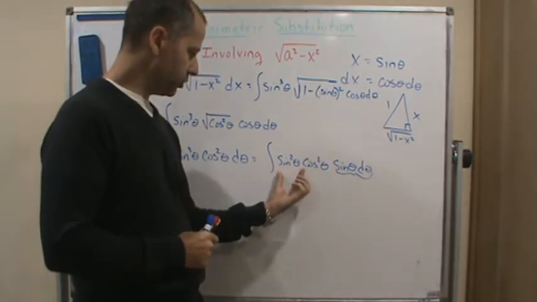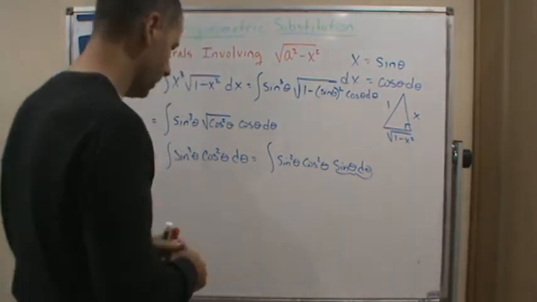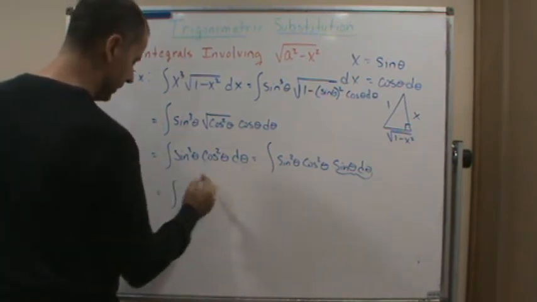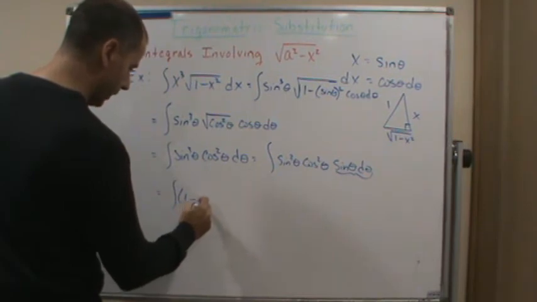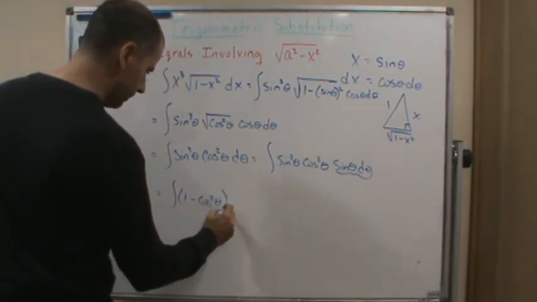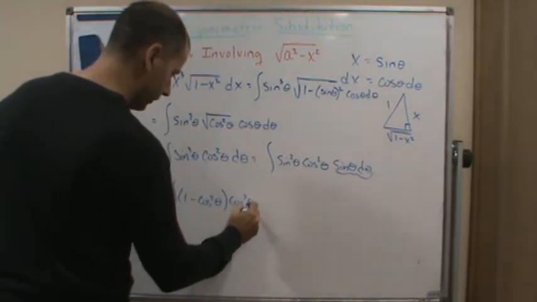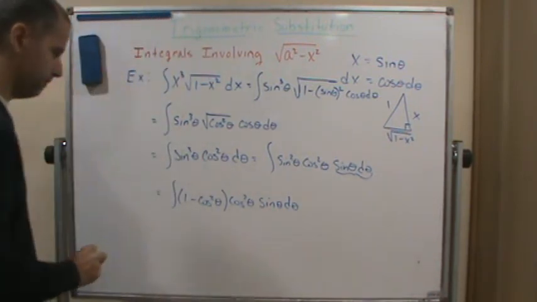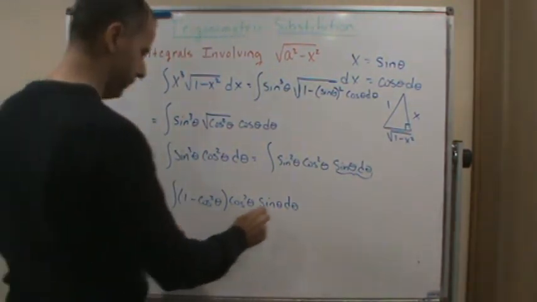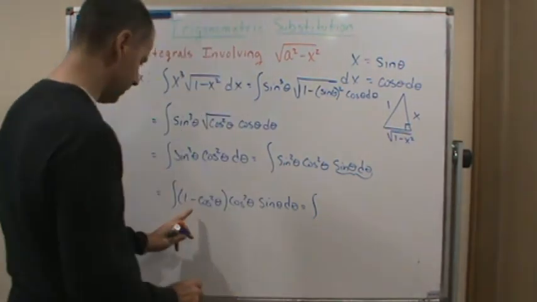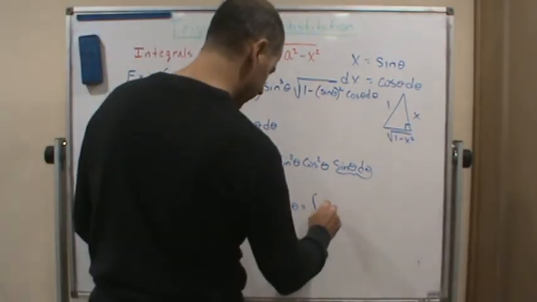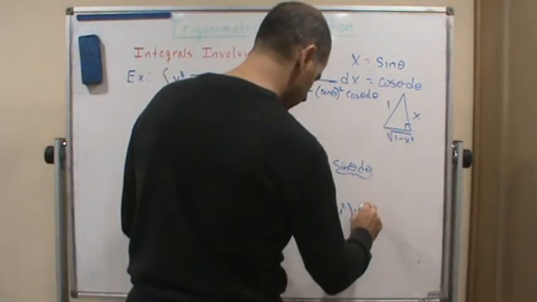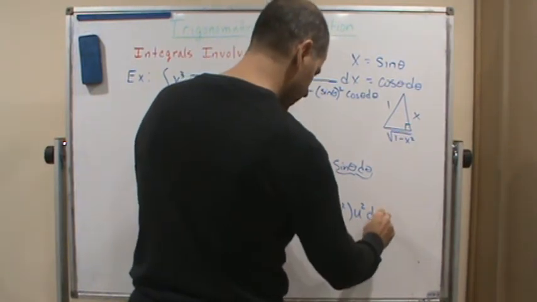So now I know I have to change this into terms of cosine. So that means I'm going to use the Pythagorean identity again. So this is going to be 1 minus cosine squared theta times cosine squared theta, and then sine theta d theta. Okay, so now I can do my u substitution. So this is going to be what? It's going to be 1 minus u squared times u squared times du.